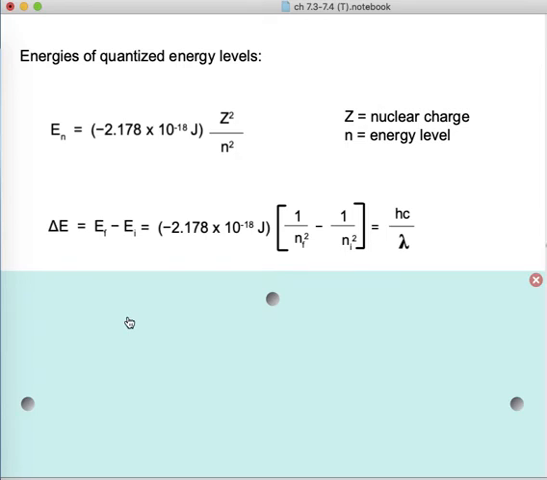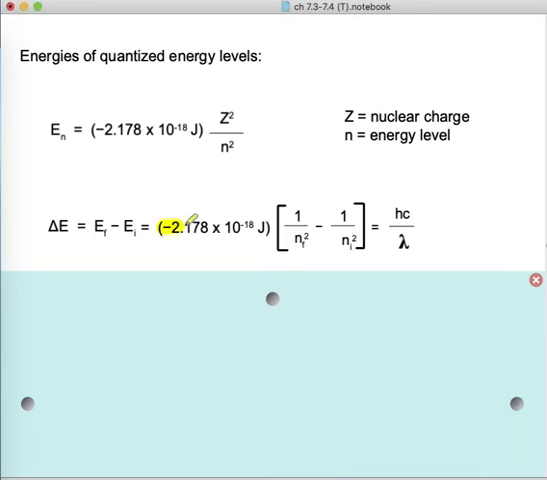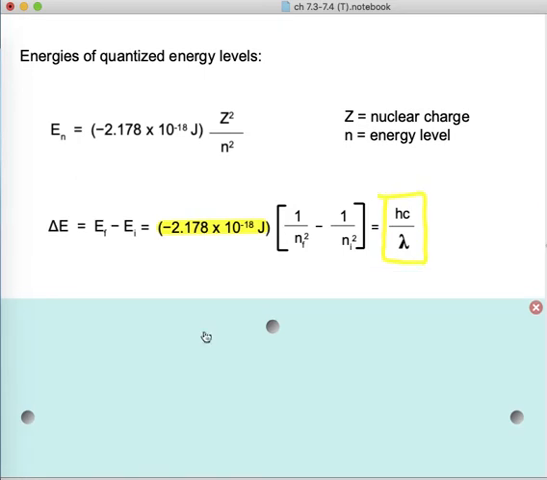We obtain this, which is sometimes called the Rydberg equation after the person who used it most frequently. Delta E equals E final minus E initial is equal to this numerical constant, which is sometimes called the Rydberg constant, times 1 over the square of the final quantized energy level minus 1 over the square of the initial quantized energy level. And again, remember, the significance of this is that once we can calculate this energy difference using this equation, we can relate it to the wavelength of electromagnetic radiation.